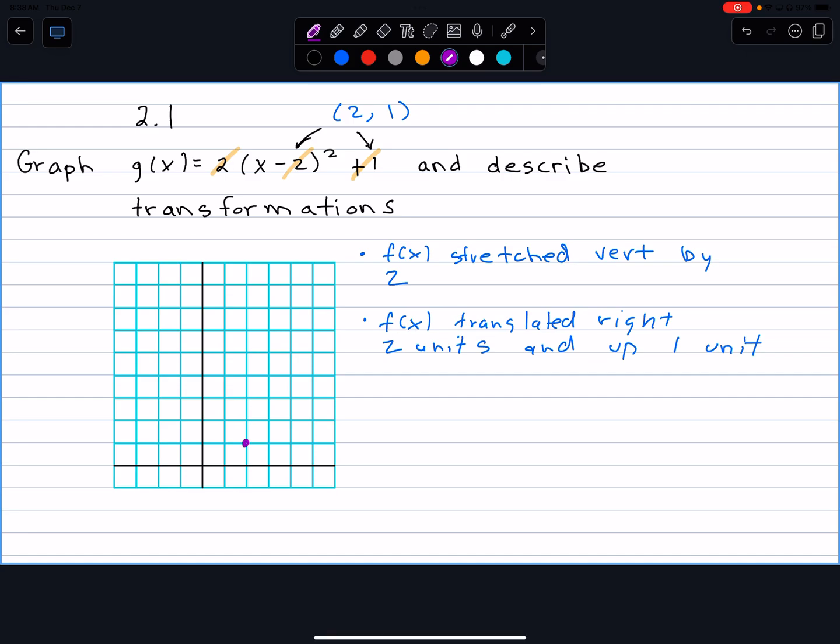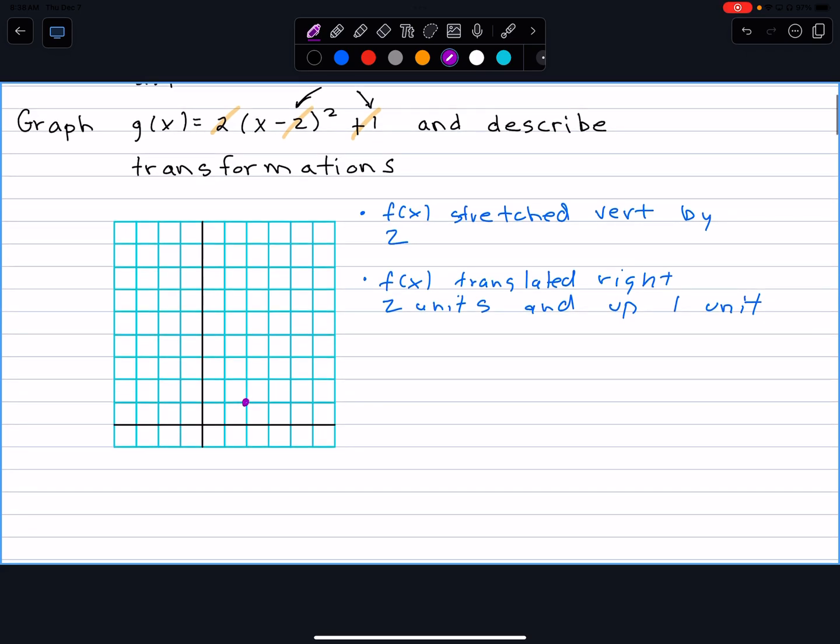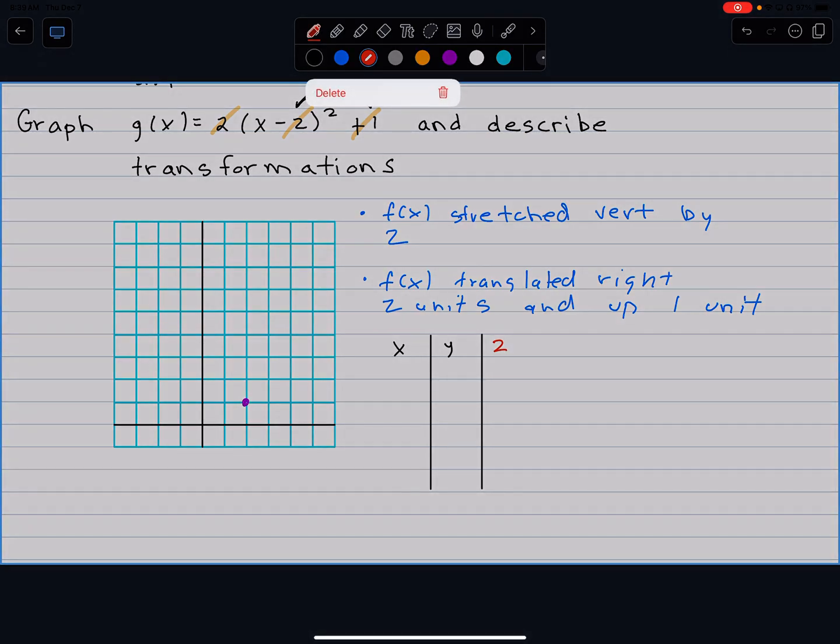Okay, so let's make our table. This is going to be a 3-column table. Now reminder, because this is vertical, we are doing a vertical stretch. That means we are taking y and we are multiplying it by 2 because it's a vertical. If it was horizontal, we'd be taking x and multiplying it by some number. So my table is going to look something like this.